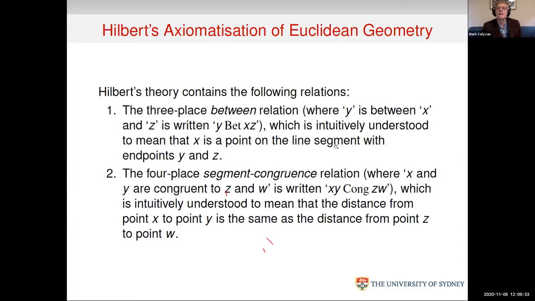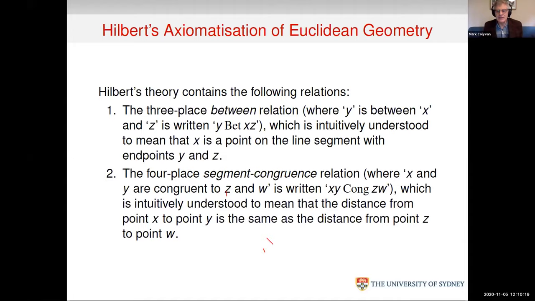And then the four-place segment congruence relation, where x and y are congruent to z and w, is written xy cong zw. Again, a primitive relation in the Hilbert axiomatization. Again, the intuitive understanding of this is to mean that the distance from point X to Y is the same as the distance from point Z to point W. Okay, but I stress again, there's no metric in this formulation of Euclidean geometry. So this intuitive understanding is just a way of reading this, but that's not in the theory.